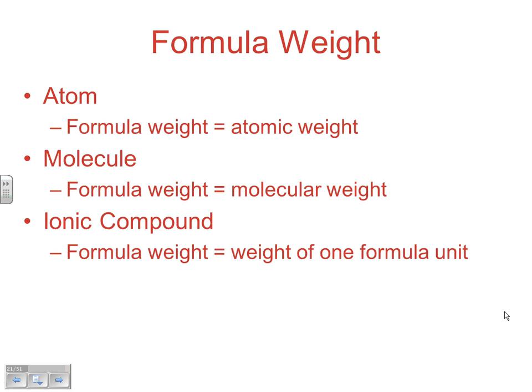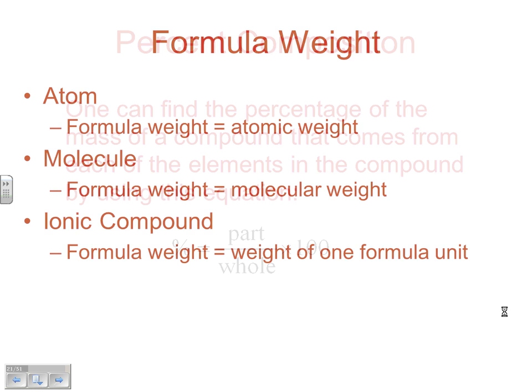Collectively, all of these are different types of formula weights. Really, the distinction is kind of inconsequential. And another name for this that we use collectively, which is what I typically use and probably most of you use, we call it molar mass. All these are fundamentally all different kinds of molar mass.